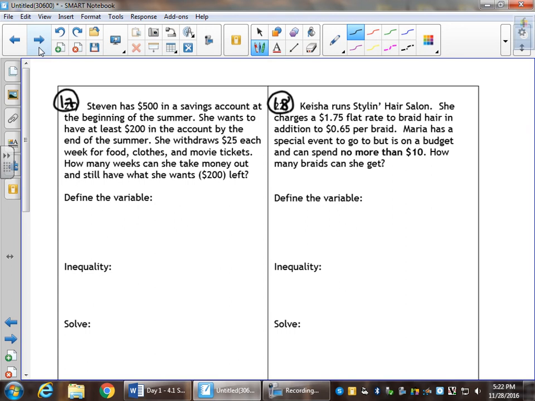Defining the variables, we'll look for keywords like per, each, and every. So I see each week. That tells me X will be number of weeks. We should be experts at looking for per, each, and every. So let's see if we can identify key pieces of information. 500 in the savings account at the beginning of the summer. That's what they're starting with.